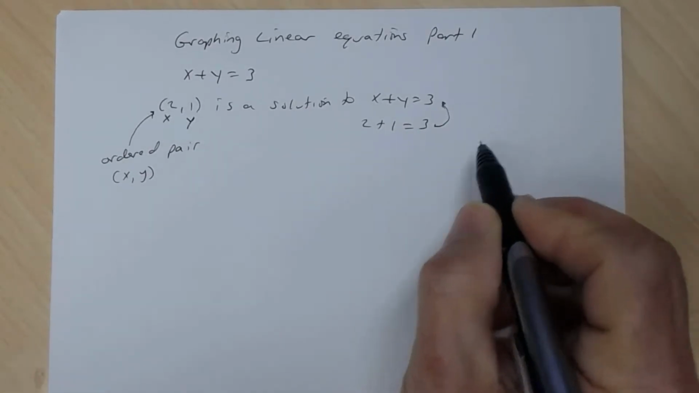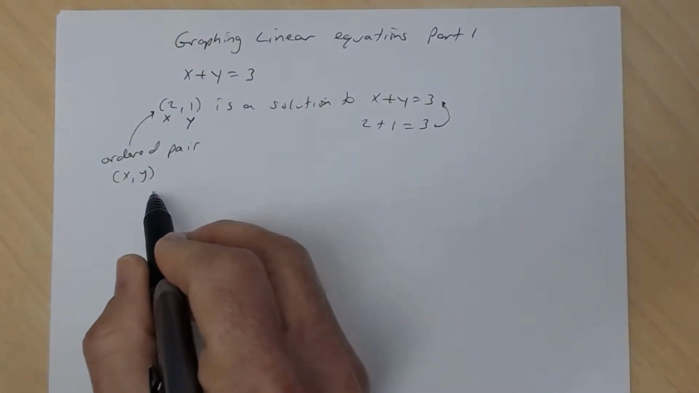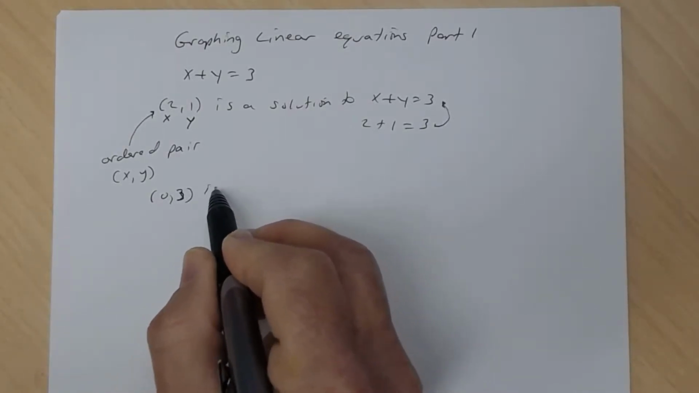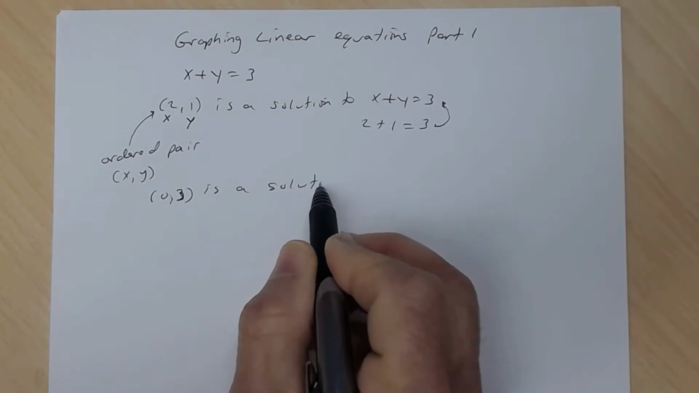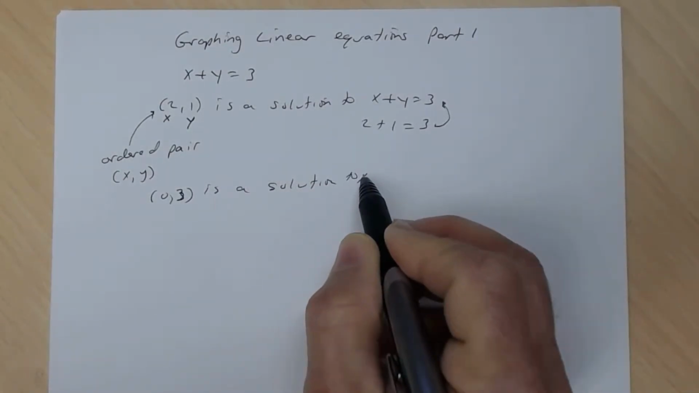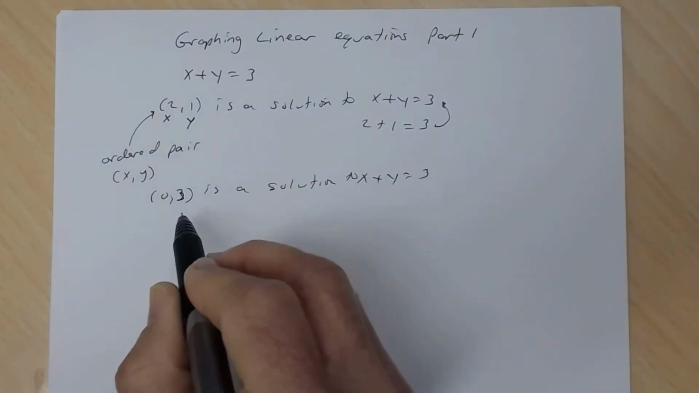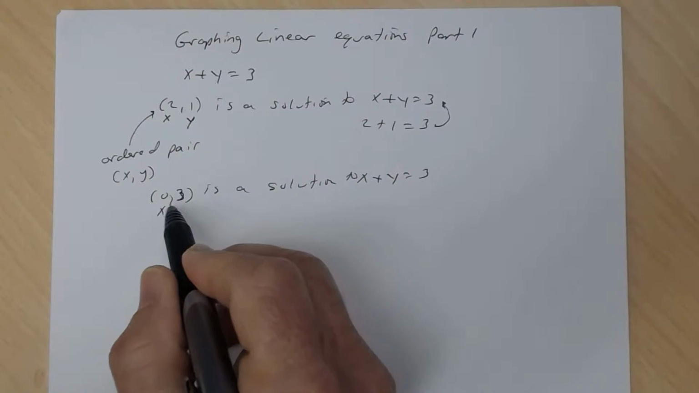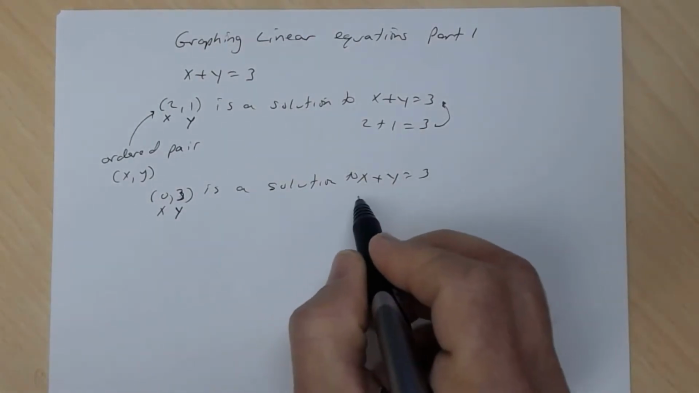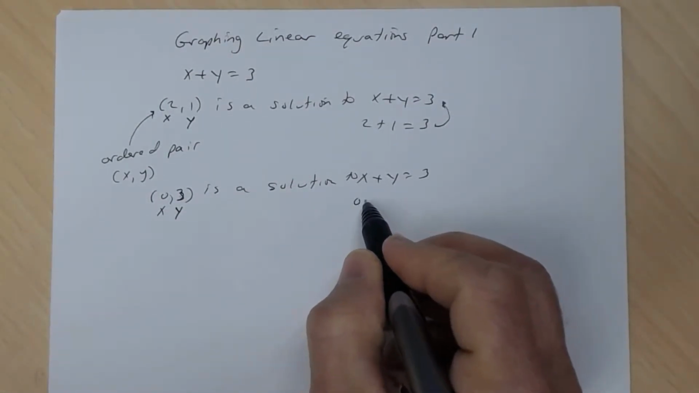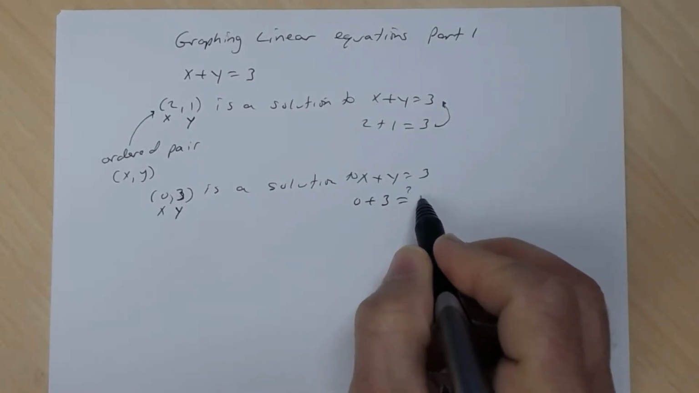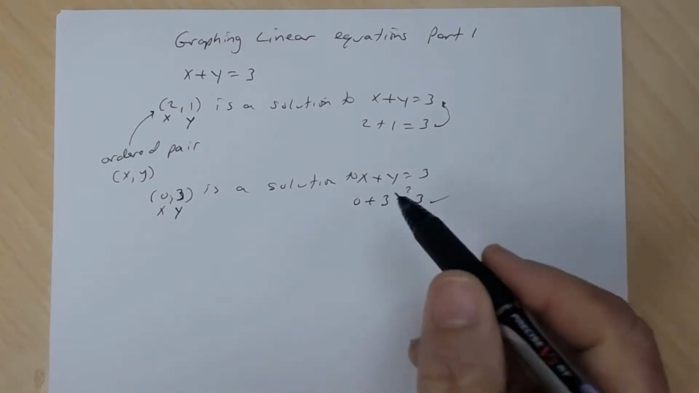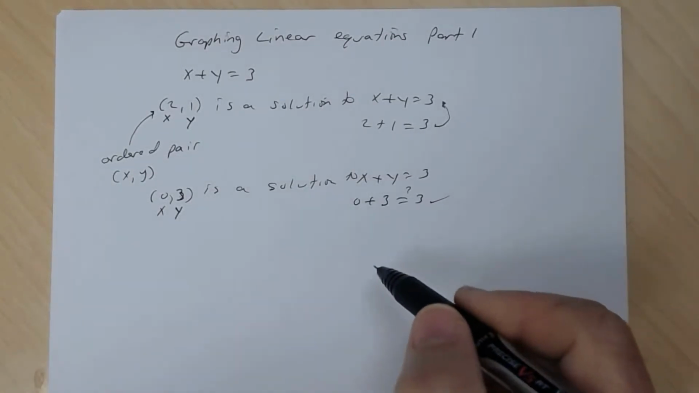All right, so if I look at the point (0, 3), (0, 3) is also a solution to x plus y equals 3, because if I substitute the value of x, which is 0, and the value of y, which is 3, into the equation, I get 0 plus 3, and that is a true statement. So 0 plus 3 does equal 3. All right, but there are many more. In fact, there are an infinite number of solutions here.